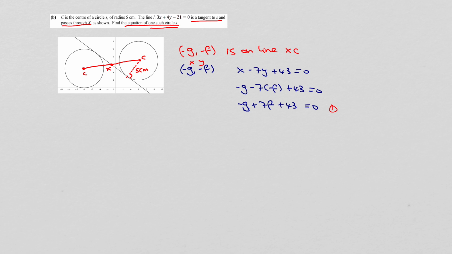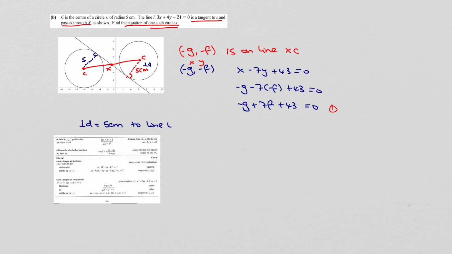Well, if we look at our diagram, we can see that we have 5 centimetres the radius, which is of course perpendicular to the line XC. And again, it doesn't matter which circle I look at, the radius will always be perpendicular to the tangent. So therefore we know that our perpendicular distance is equal to 5 centimetres, which is the perpendicular distance to the line L. And therefore, if we're looking at our maths tables, which is page 19, then our perpendicular distance is given by that formula there.